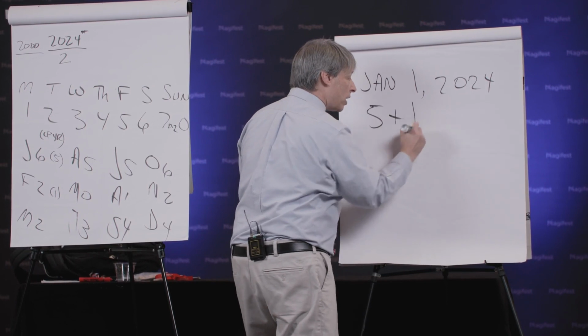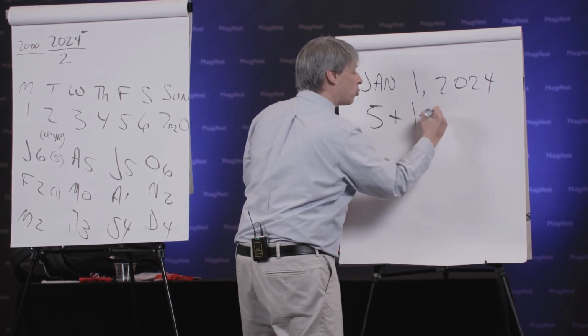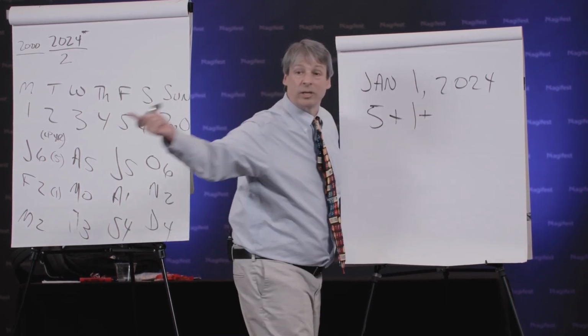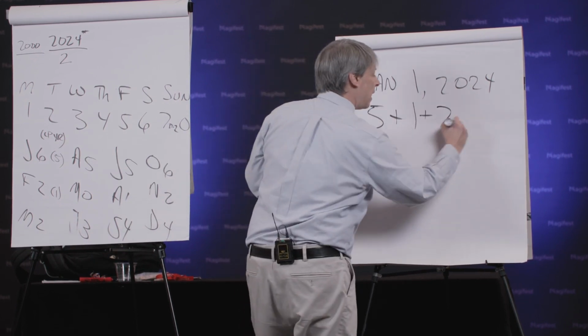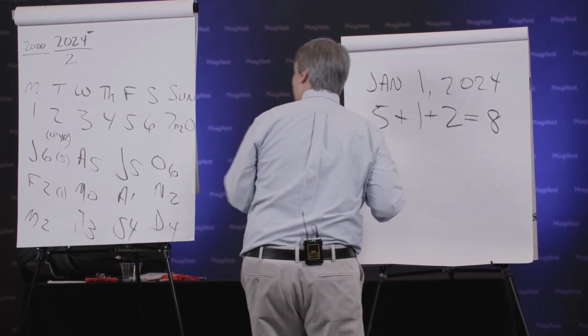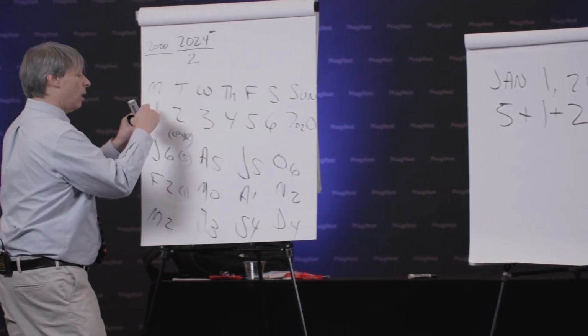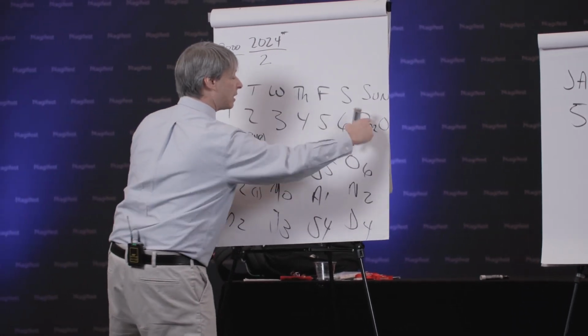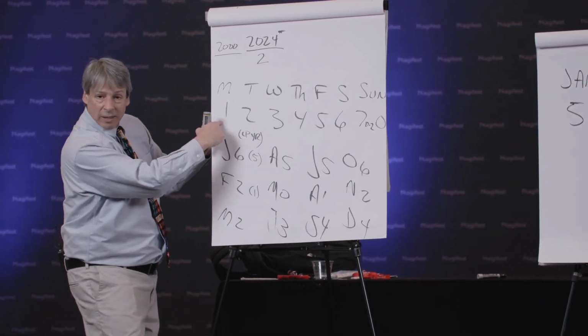Plus 1, you said January 1st, 2024. 2024 has a year code of 2. Add those together, you get 8. Now you could count here and go 1, 2, 3, 4, 5, 6, 7, 8, and there's your Monday, right?